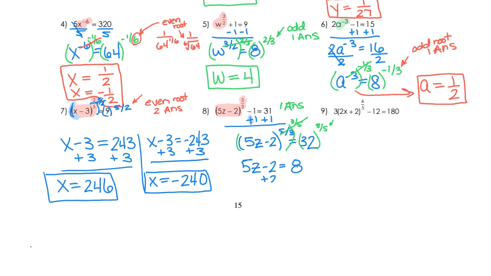And then we're going to go ahead and add 2. And we get 5z equals 10. And we're going to divide by 5. And z comes out to equal 2.